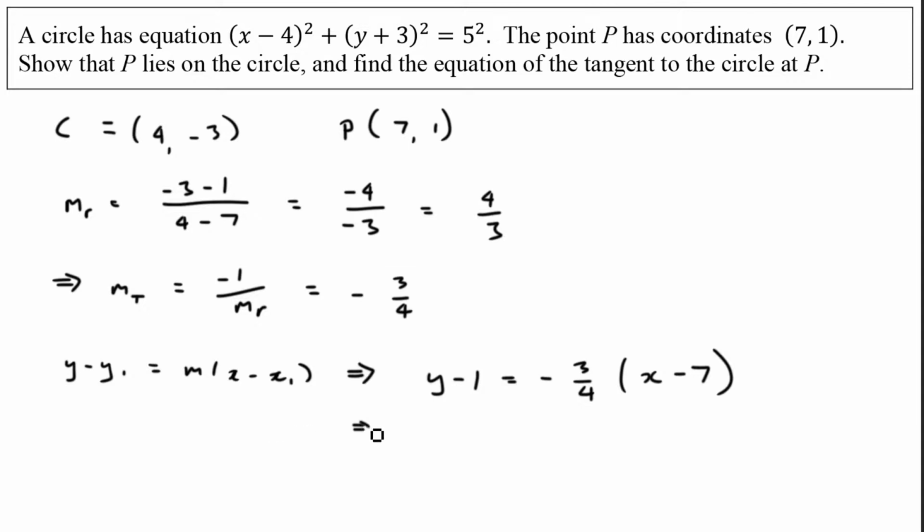If we multiply both sides by 4, we'll have 4y subtract 4, and if we expand the bracket that we're left with, we'll have -3x plus 21. Let's move everything onto one side. 3x plus 4y subtract 25 is 0. There's the equation of the tangent in a nice form.